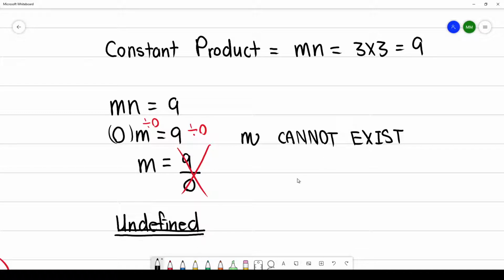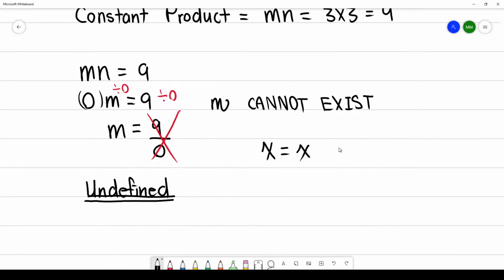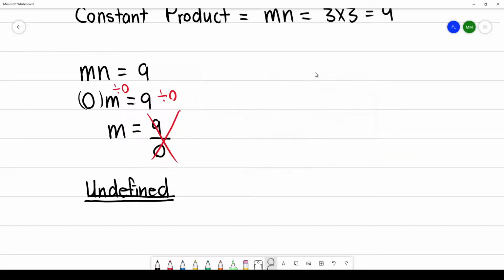So don't get confused when you solve an equation like this. When you solve something like x equals x, then x is equal to all the numbers. But in this equation, 0 times m is equal to 9, there is no solution. You cannot find any value of m. Whereas in the other equation, any number works. So they are completely different, or I can say just the opposite.